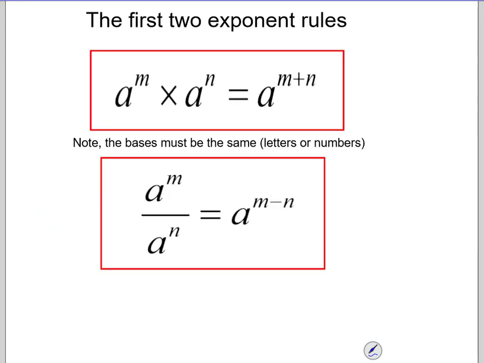These are the two rules we covered for multiplication and division. As long as we have the same bases and we multiply powers together, then we can add the exponents. If we have the same bases and we divide those powers, then we can subtract the exponents. So we're going to do one new rule today, and then a couple of variations, and we'll bring it all together.